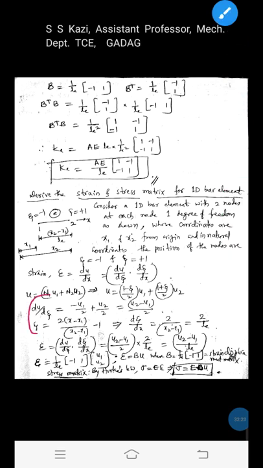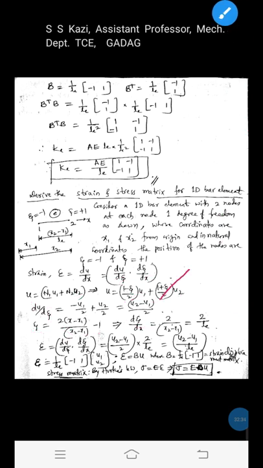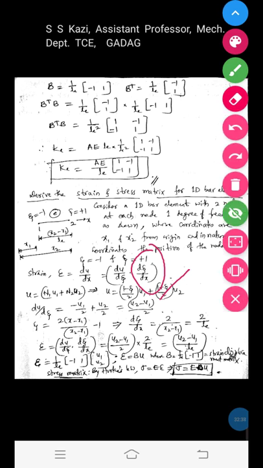Next we got du by d zeta by differentiating this expression with respect to zeta: minus u1 by 2 plus u2 by 2. This can be written as u2 minus u1 by 2. We got (u2 minus u1) by 2 into du by d zeta. And what is d zeta by dx? How do you calculate d zeta by dx?